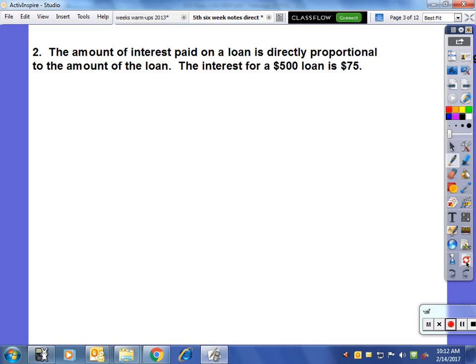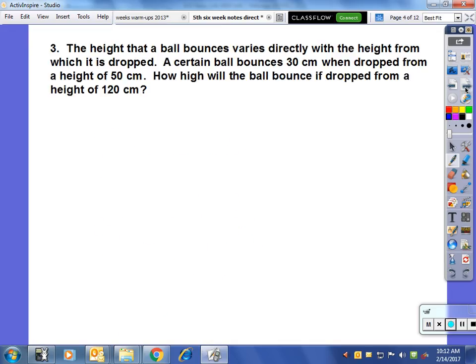Okay, next question. Read this. I want you to see if you can figure out what is independent and what is dependent.